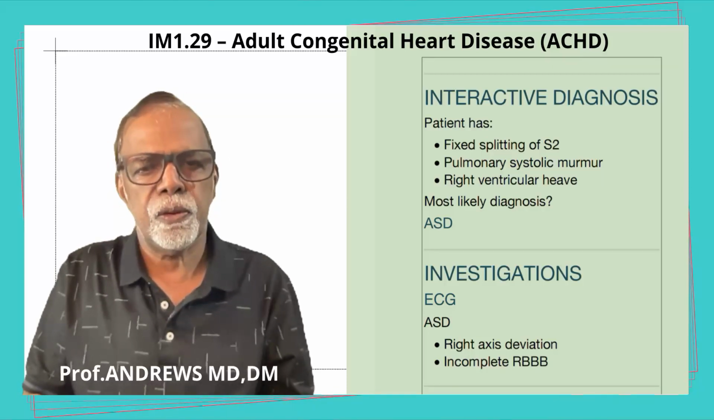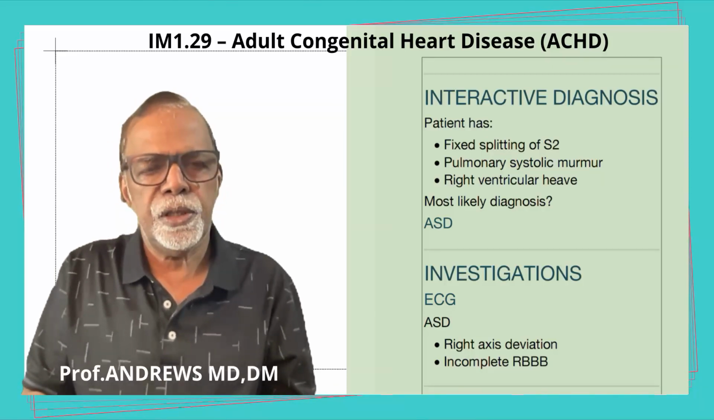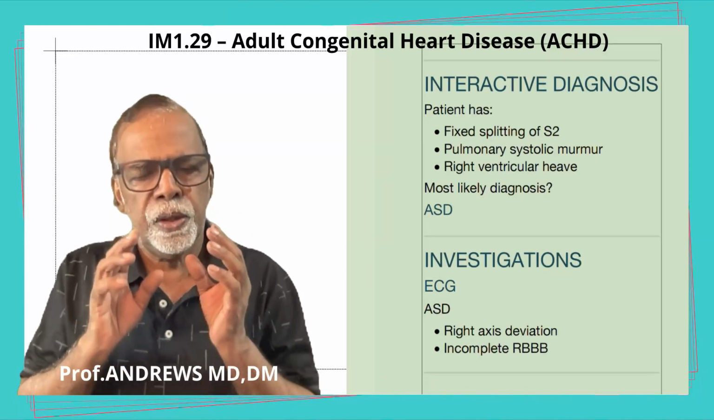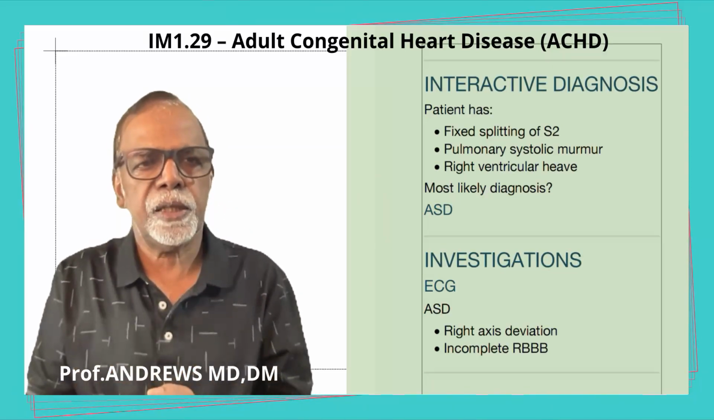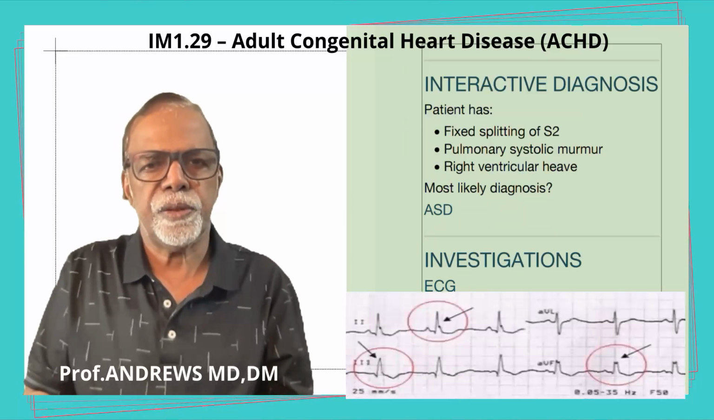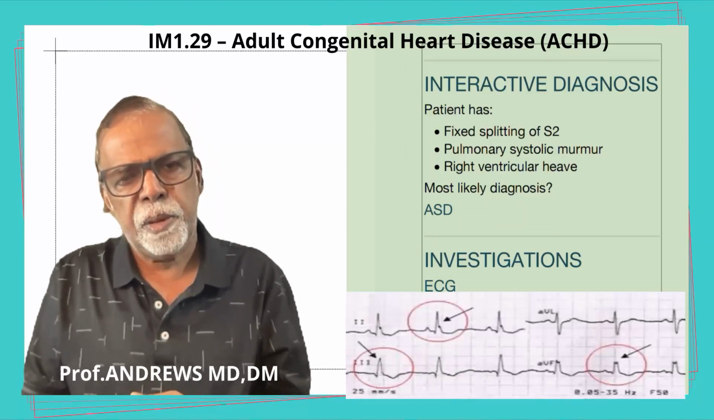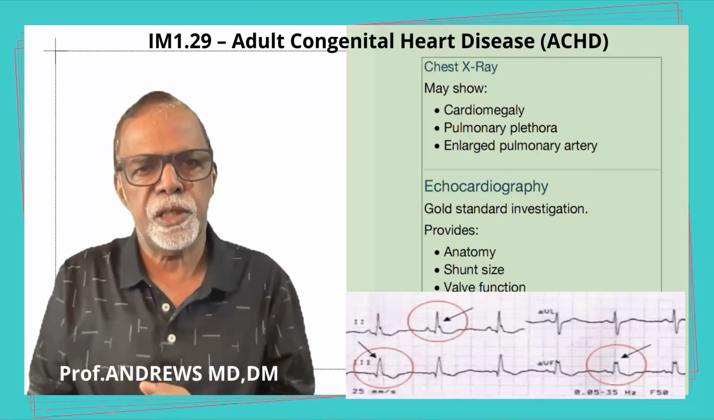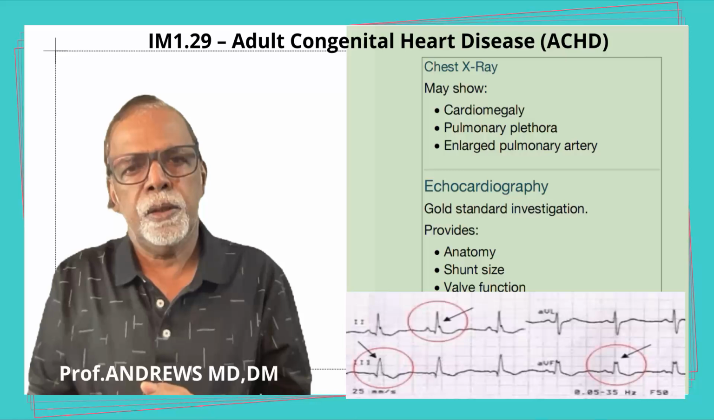What are the investigations? You look for ECG. ECG in ASD shows incomplete RBBB, that is RSR pattern in V1, and right axis deviation. RBBB with left axis deviation is suggestive of ostium primum defect. Remember these two ECG findings.